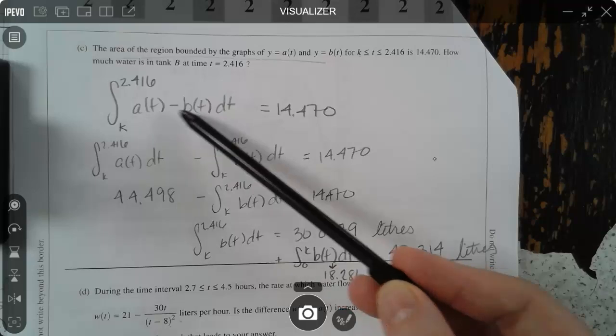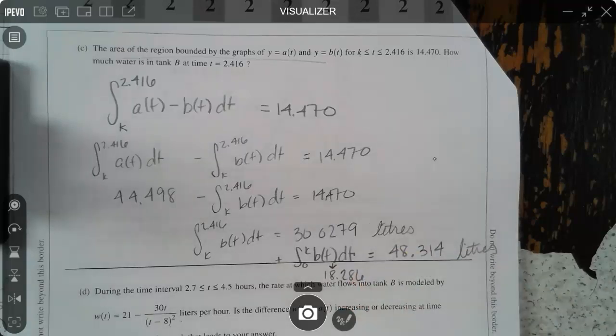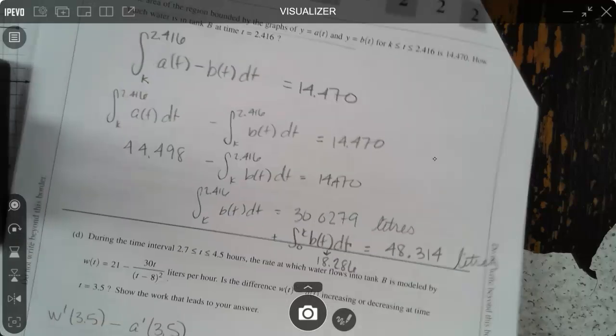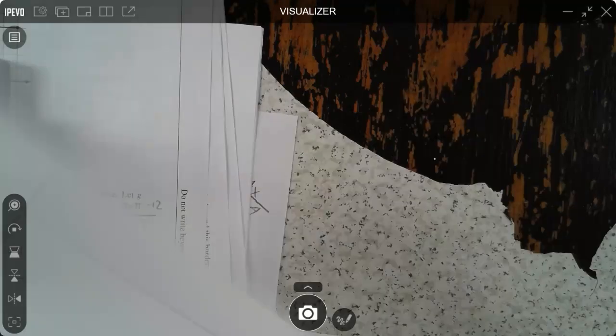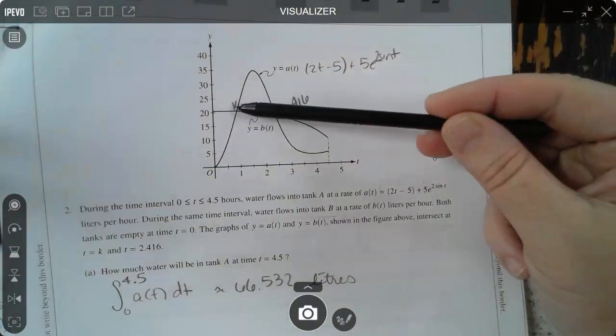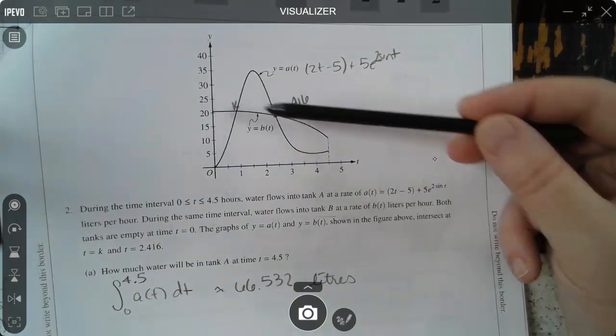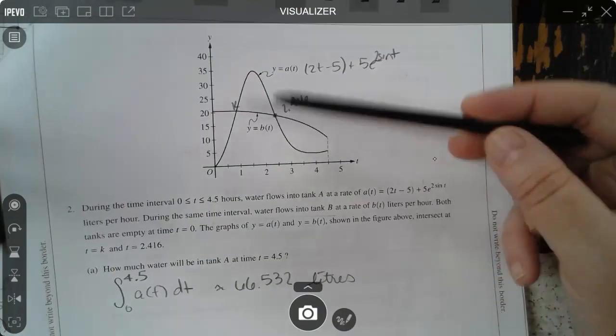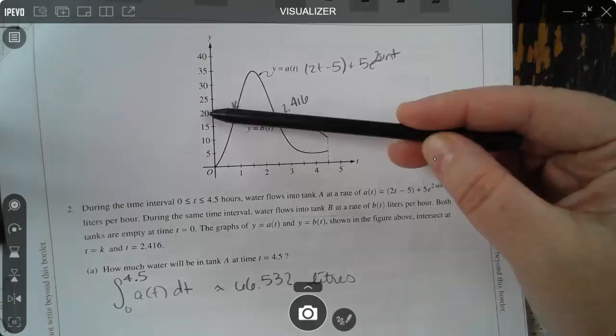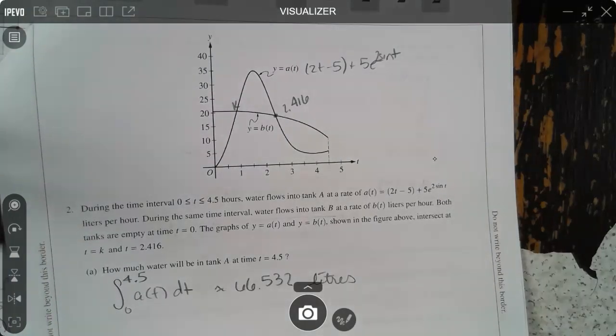So if you do top minus bottom, but this time I'm looking at a different area. This time B is not on top, A is on top, right? Because they swap where they intersect. Does that make sense to you guys? Okay, if I look back at this graph, instead of going from 0 to K, this time I'm going from K to 2.416. So this time it's A minus B instead of B minus A. My top and bottom switch places.